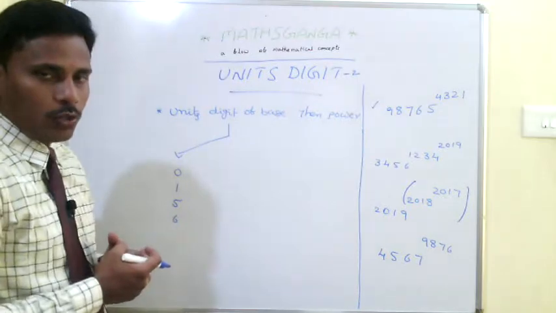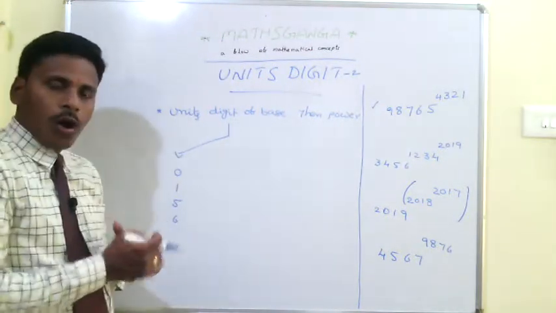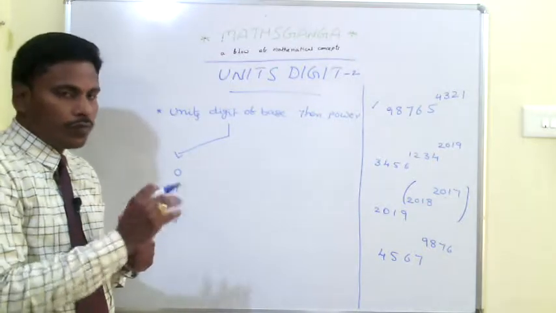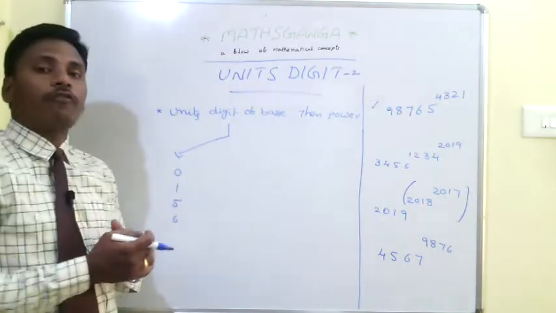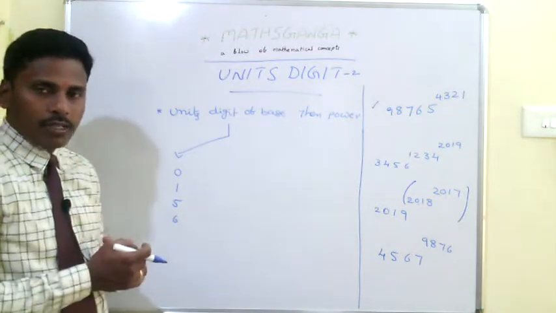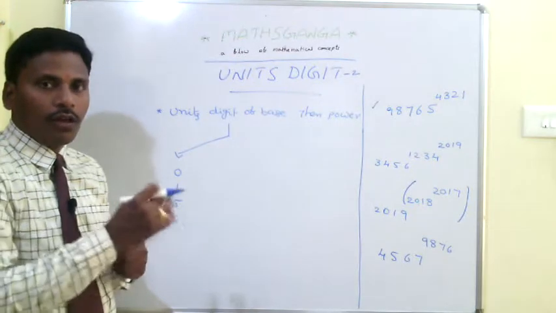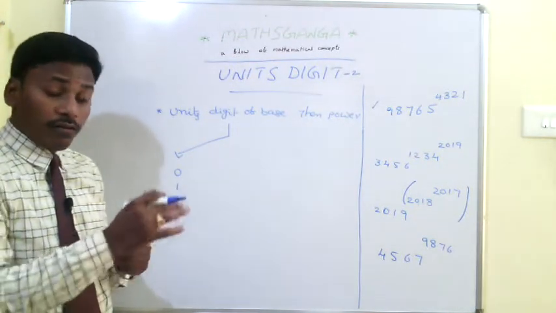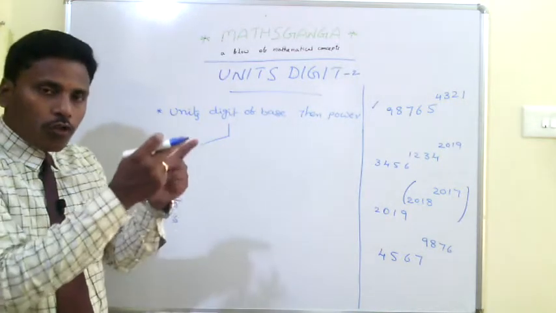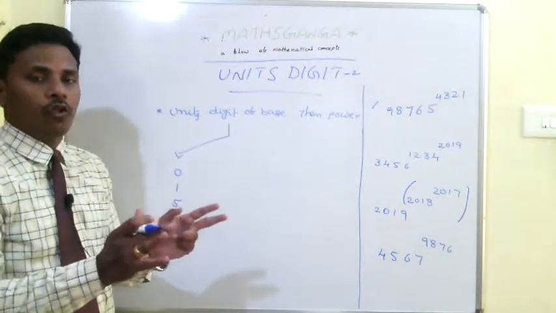If you observe the powers of 1: 1 power 1 is 1, 1 power 2 is 1, 1 power 3 is 1, and it goes on like that. And if you observe the powers of 5: 5 power 1 is 5, 5 square is 25, 5 cube is 125, 5 power 4 is 625, and 5 power 5 is 3125. So the result is always ending with 5 only.